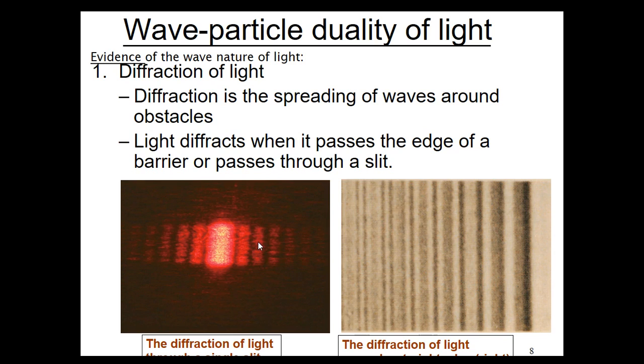And this is what we call diffraction. This light is actually spreading around an obstacle because it's a wave. We see this when it goes through a single slit. We also see it when it moves around a straight edge. These are just two pictures showing the diffraction of light.